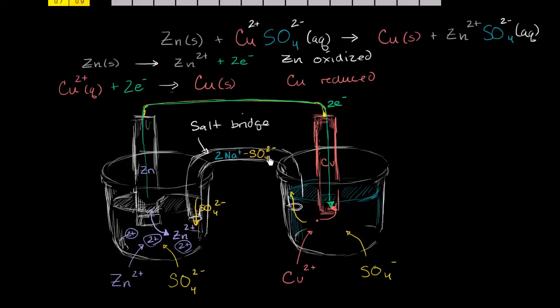Similarly, the sodium will be tempted to help neutralize. The sodium could go in this direction and help neutralize any net negativity that's happening there. And so that will keep each of these solutions from becoming too positive or too negative and allow this current to continue to flow and do useful things.